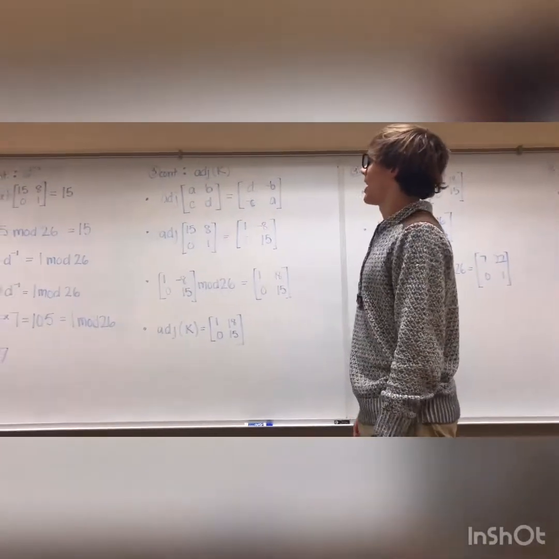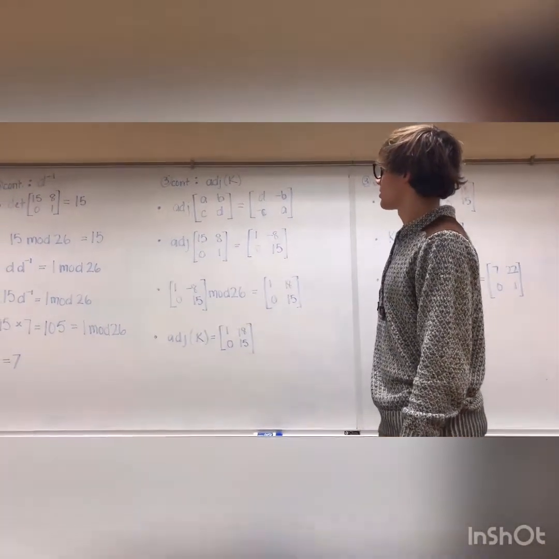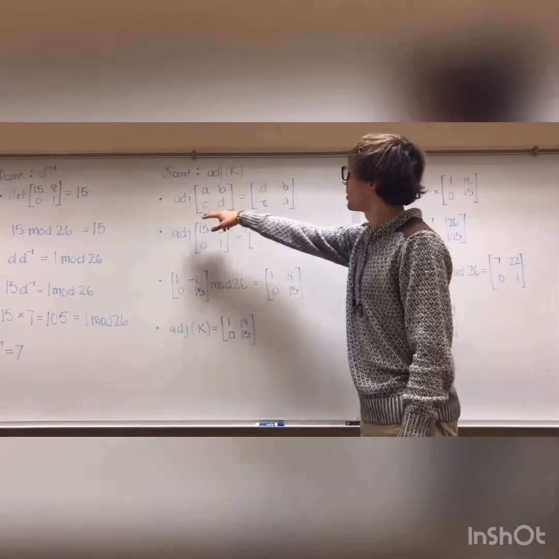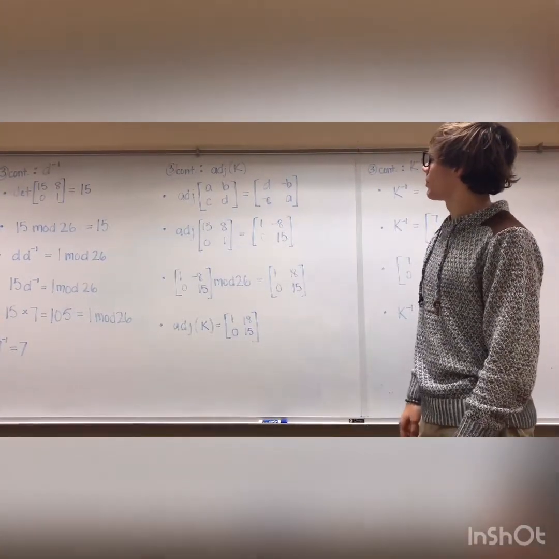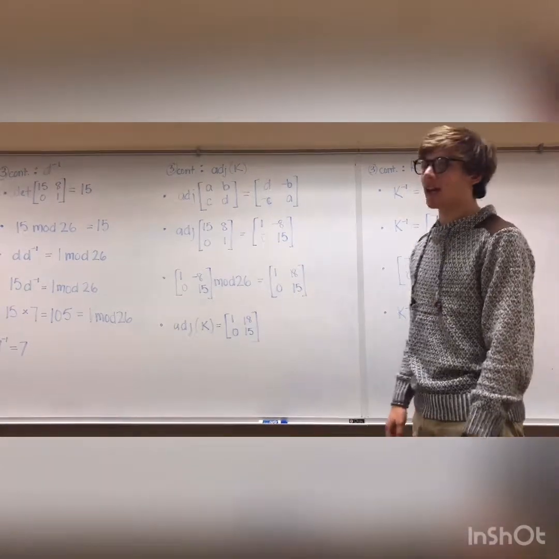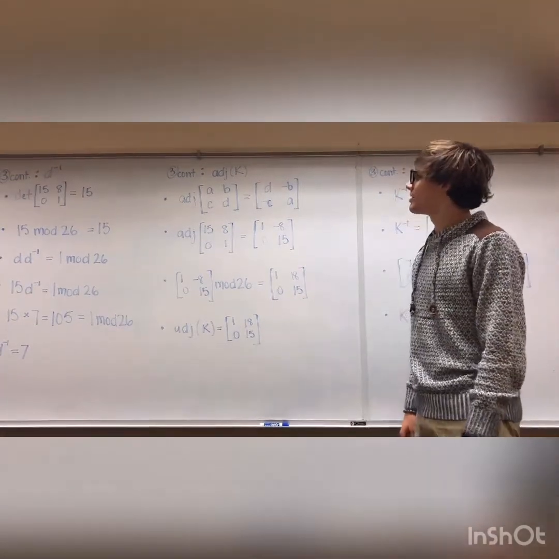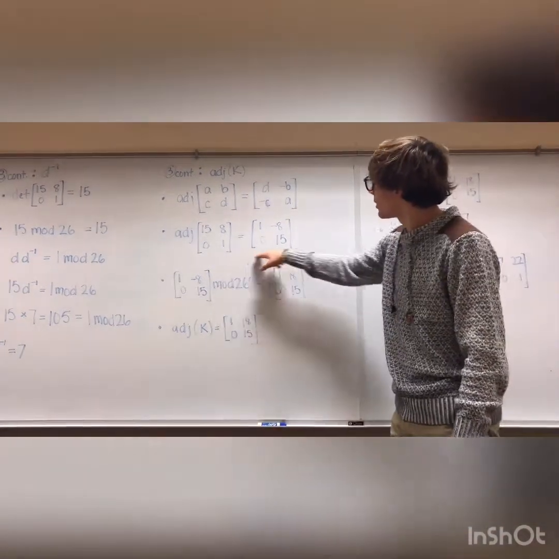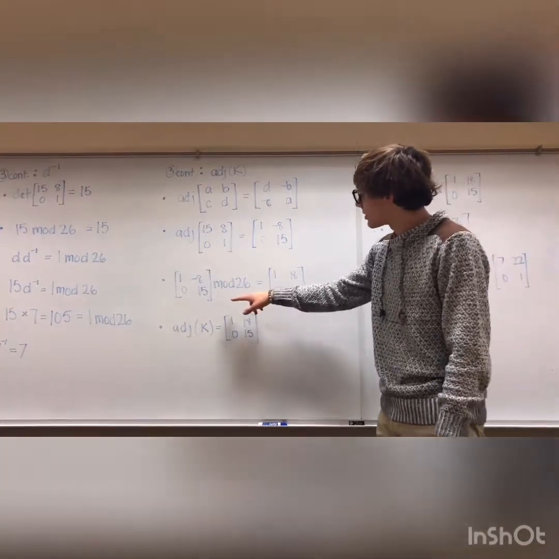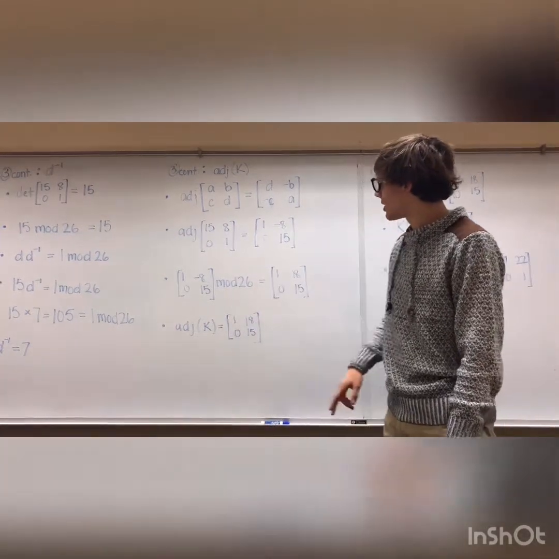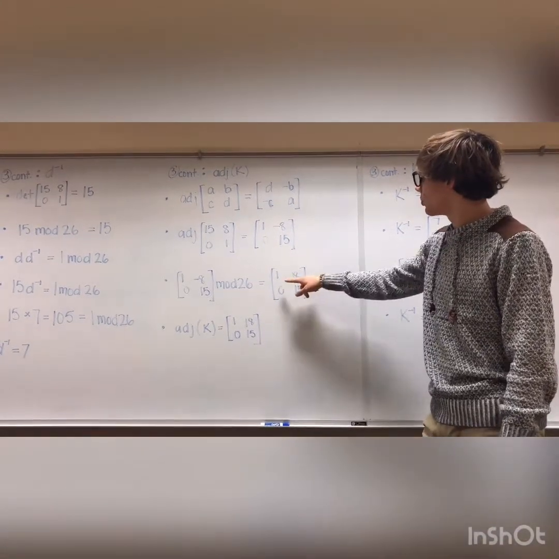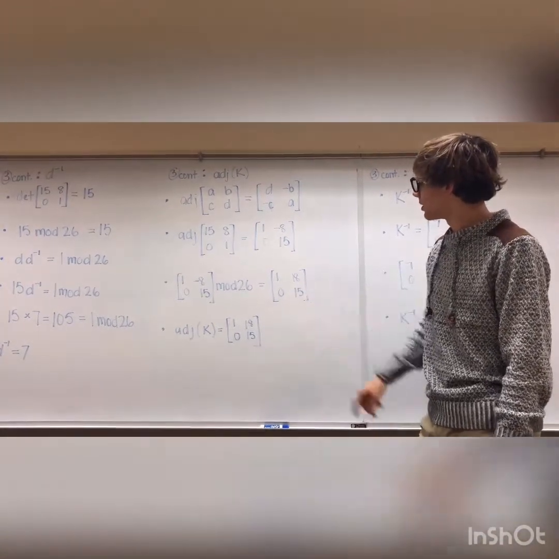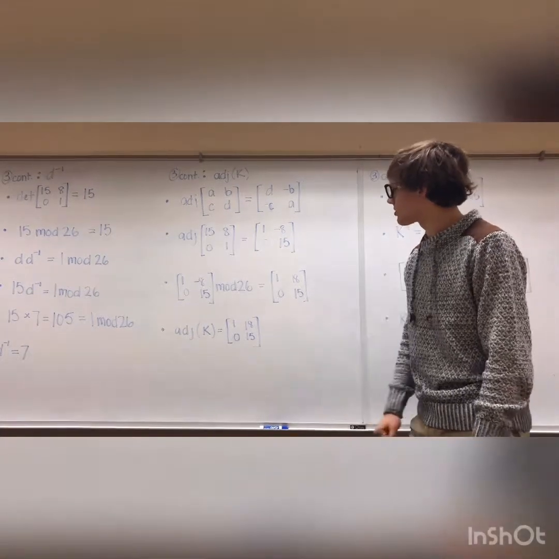So next we need to find the adjugate of our key matrix, and the formula for adjugate is right over here. So you just swap the entries D and A around, and you also make B and C negative. So we followed through with that here, and afterwards you have to take it mod 26, and that changed our values from 1, negative 8, 0, 15 to 1, 18, 0, 15. And that's our final adjugate matrix of K.